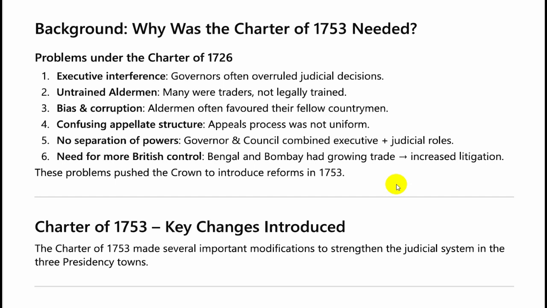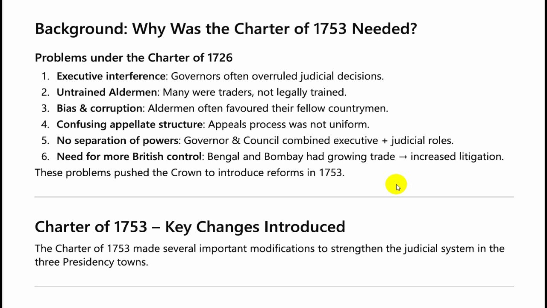Although there was a separation of powers, that is, the mayor's court had the civil jurisdiction and very minimal criminal jurisdiction because that was with the governor and council, yet the governor and council was the appellate authority. All appeals from the mayor's court would go to the governor and council, and therefore they would interfere in the judicial decisions of the mayor's court. So there was this conflict between the governor and council and the mayor's court, because the governor and council had the executive as well as judicial roles.